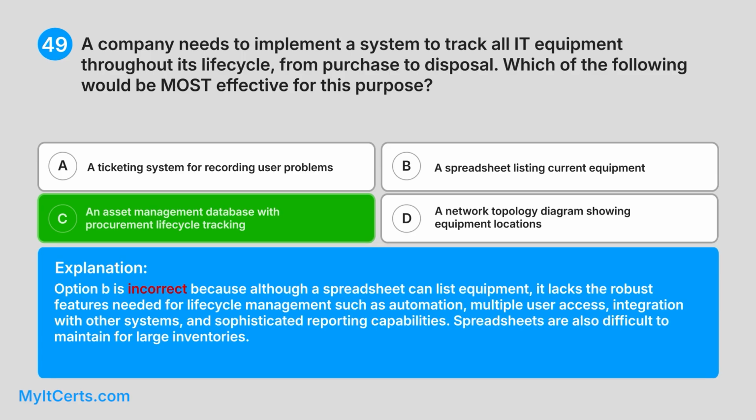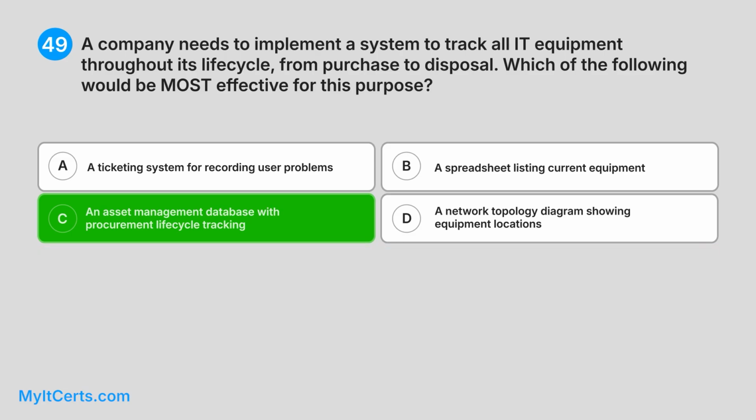Option B, a spreadsheet listing current equipment, is incorrect because although a spreadsheet can list equipment, it lacks the robust features needed for lifecycle management, such as automation, multiple user access, integration with other systems, and sophisticated reporting capabilities. Spreadsheets are also difficult to maintain for large inventories.